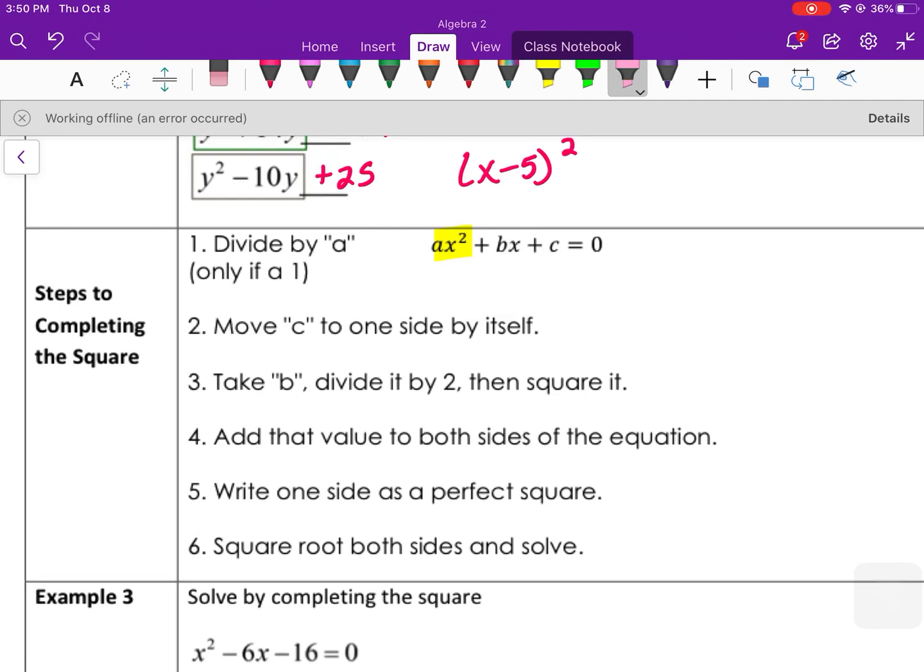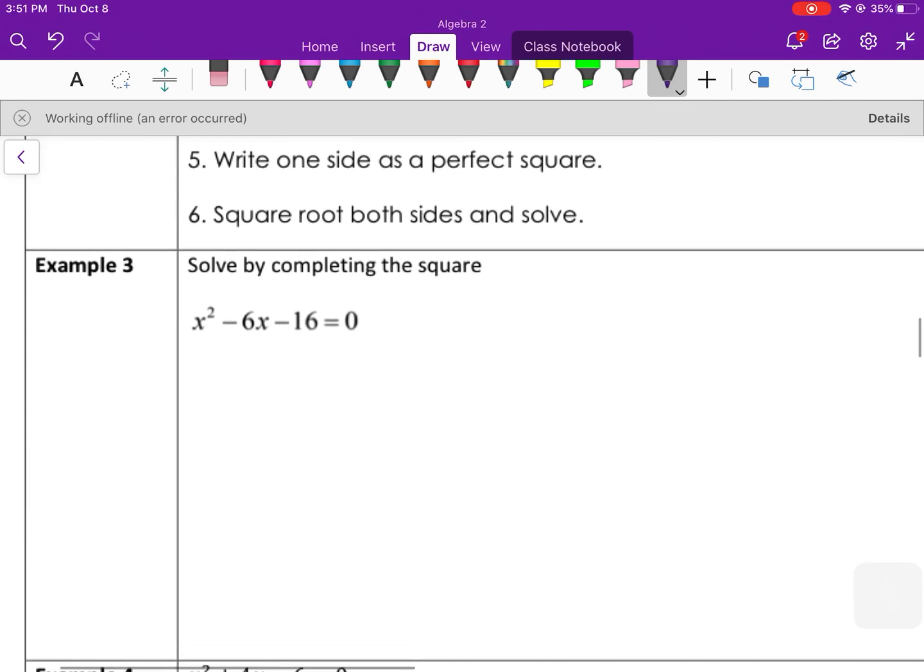Then you move the c term to the other side. So the constant value, whatever that is, you move that to the other side. Then we take b and divide it by 2 and square it, kind of like we did up here, and we add that value to both sides of the equation because we want to keep the equation balanced. Then we factor, we write it as a perfect square, and then you square root it to solve.